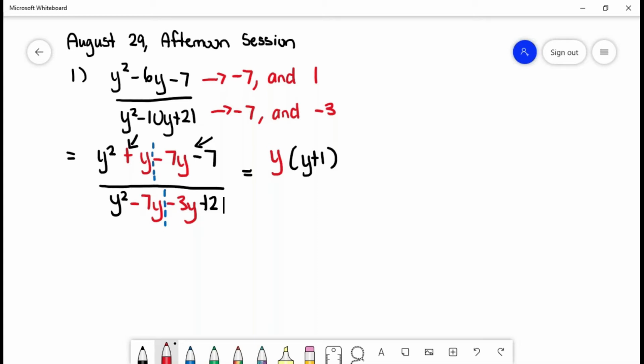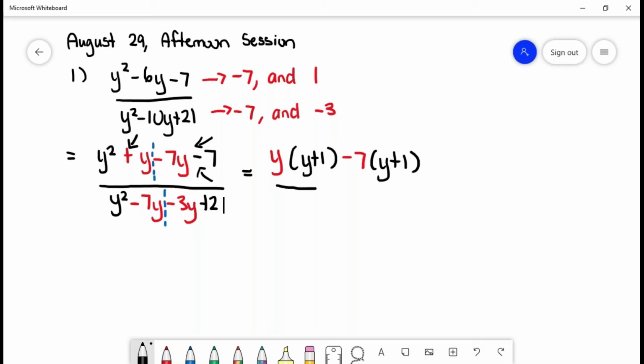The common term here would be -7. So we're going to factor this out: -7 times y plus 1. And as you can see, if you distribute this, -7 times y plus 1, you would get -7y minus 7, which is what we have here in this group on our numerator.